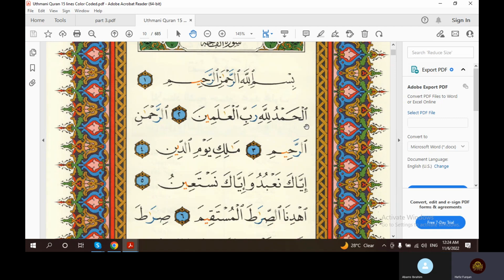Okay. Hamzatul Wasl always leads the words, so it always comes in the beginning. If it's in the middle, then leave it. Don't read that. Okay. This is for Hamzatul Wasl.